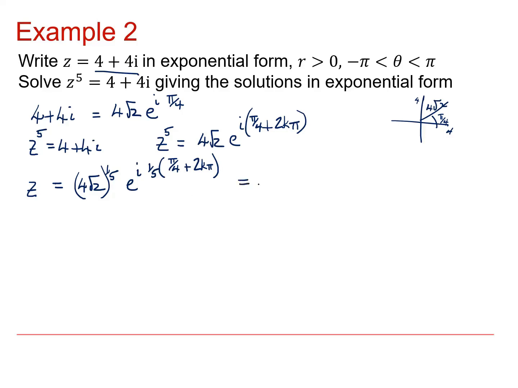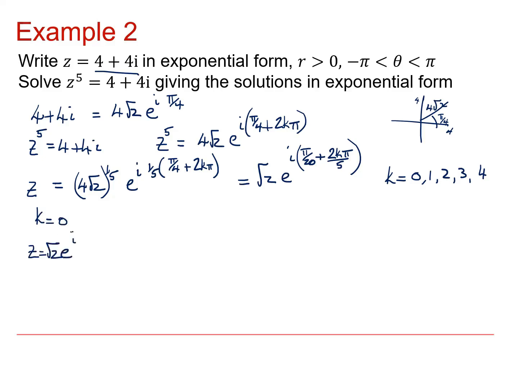And that turns out to be root 2 e to the i pi by 20 plus 2k pi by 5. And that's for k values 0, 1, 2, 3, and 4. So plugging those k values in, I'm going to get when k equals 0 that z is equal to root 2 e to the i pi by 20.